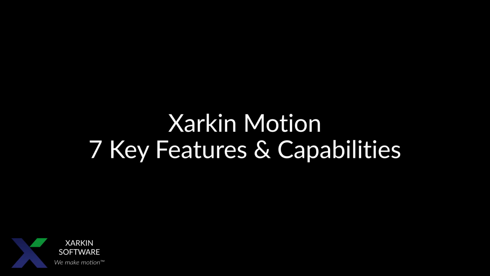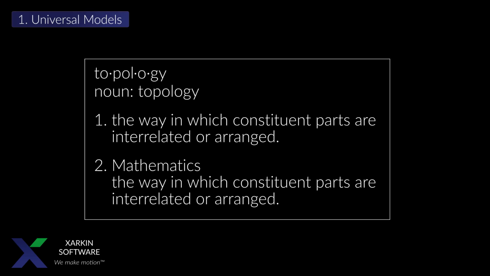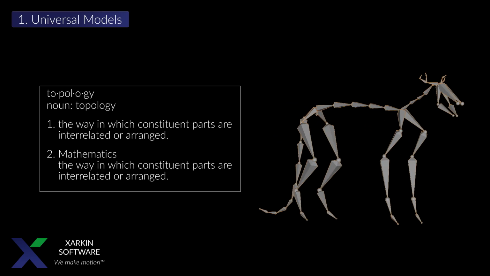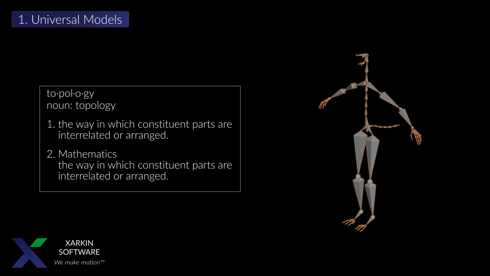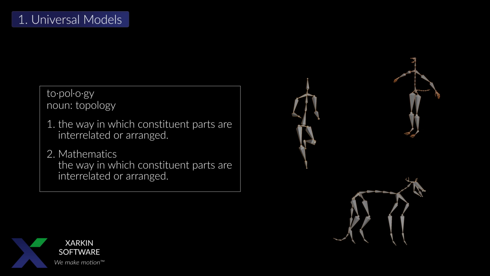We'll be showing 7 key features and capabilities of the Xarkin Motion Platform. Xarkin Server generates motion through the use of universal models. Xarkin develops a universal foundation agent for every supported topology, from humanoids and quadrupeds to dinobirds. From this foundation, we create universal motion models respecting the specific constraints and range of motion for that character class.